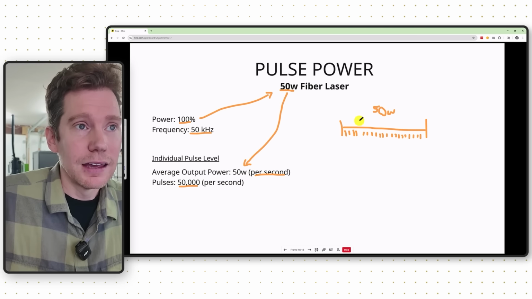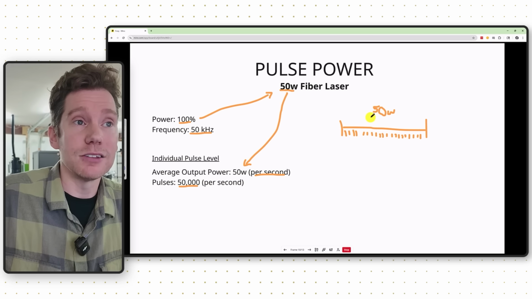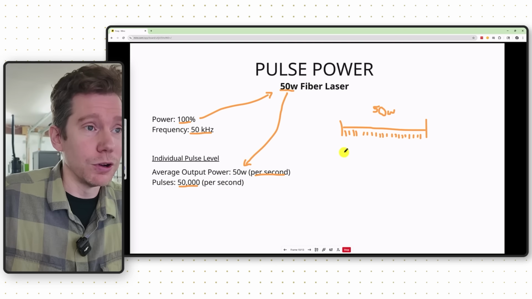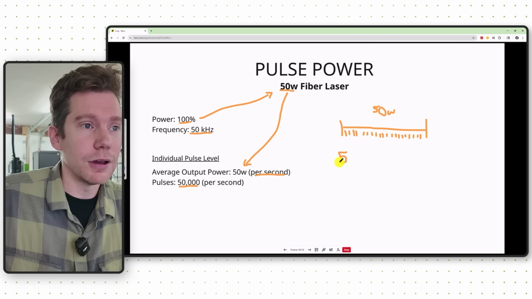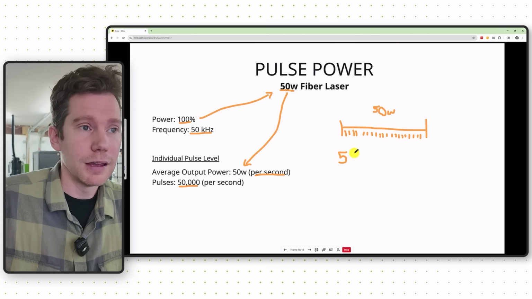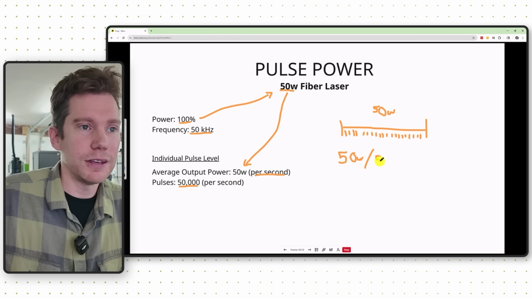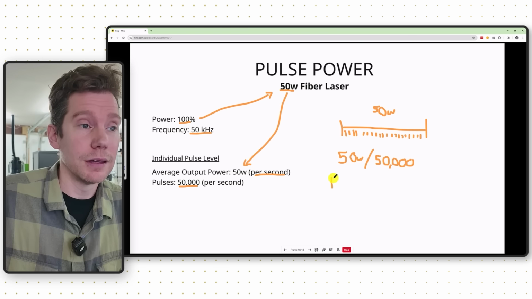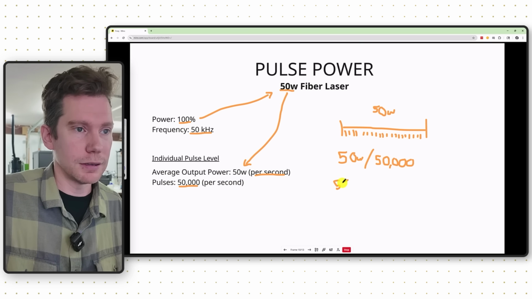What happens is each one of these pulses is going to take its own little share of the 50 watts of power. So the real equation for our per pulse energy is going to be 50 watts divided by 50,000. Now, let's say that we up the frequency to 100. We're going to divide our 50 watts of power by 100,000. So double.